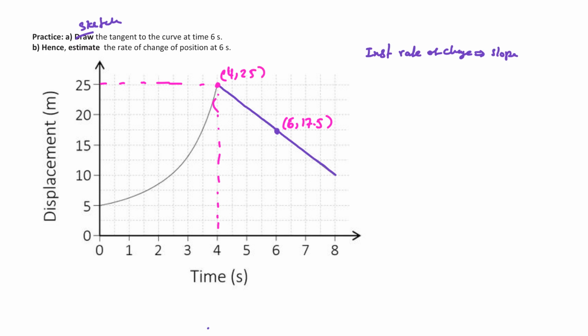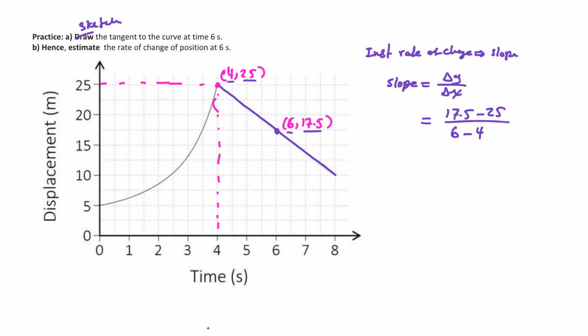And okay, we already know the slope is negative because it's going in this direction. As we move to the right, it goes down. And we can easily just find x and y by subtracting things. So here, slope is going to equal the change in y over the change in x. Change in y, our final value is 17.5. Initial one is 25, so subtract those. And our x final one is 6 and initial one is 4.